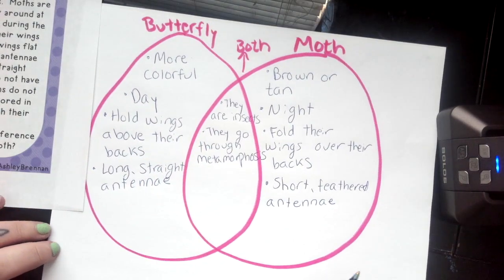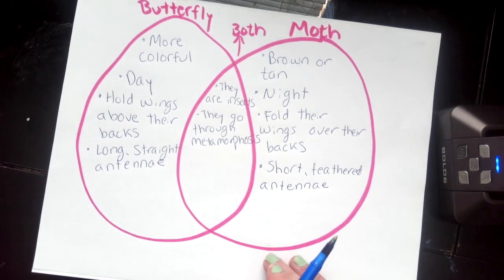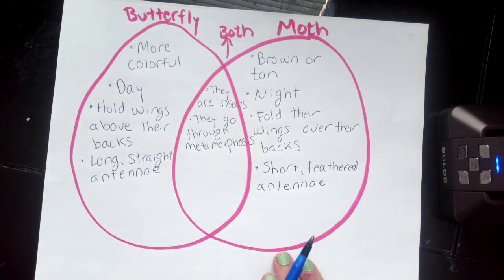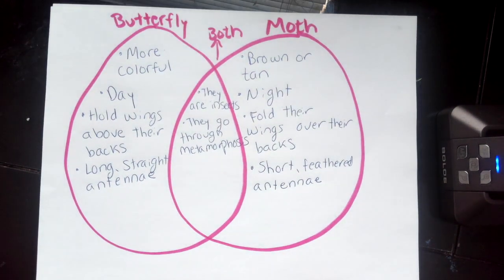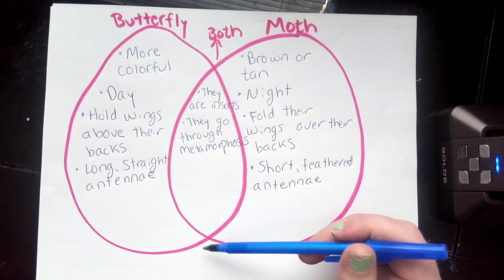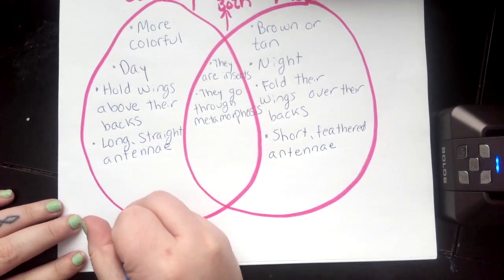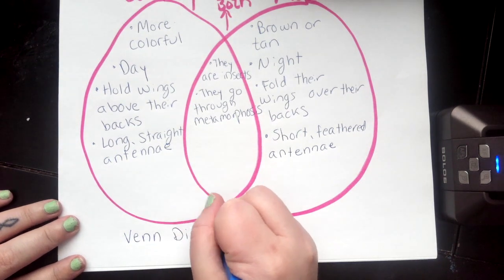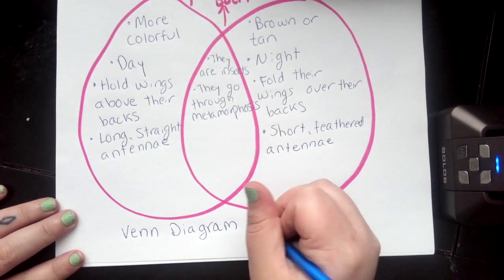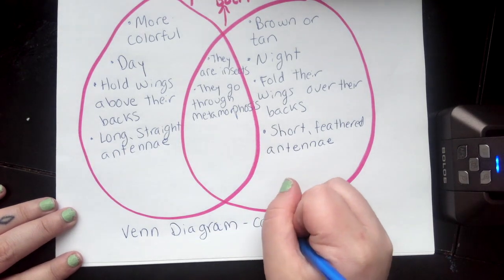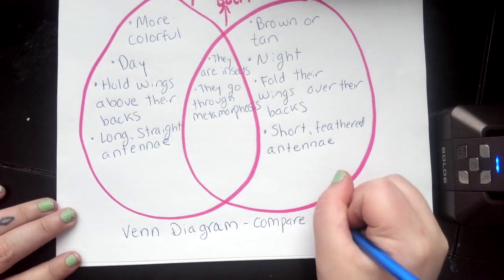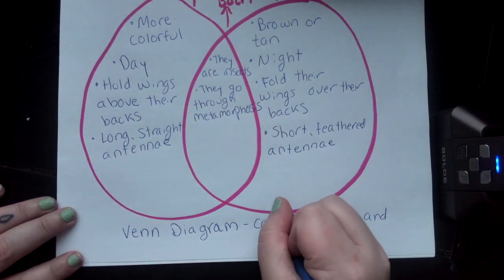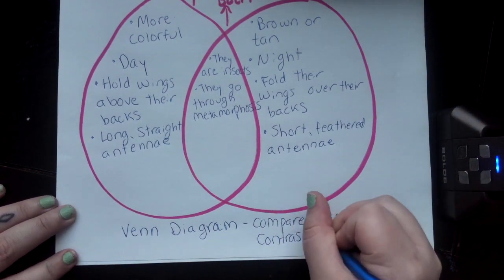Okay. And there are a few more, but I think this covers our main points. If you want to figure out what the rest are, you can do that and send it to me. I'd love to see your finished Venn diagrams. Again, this is called a Venn diagram. It helps you compare, which is the same, and contrast. Contrast are differences.